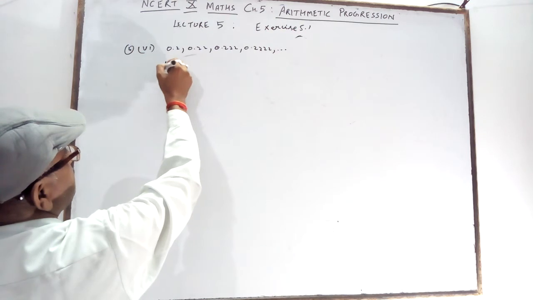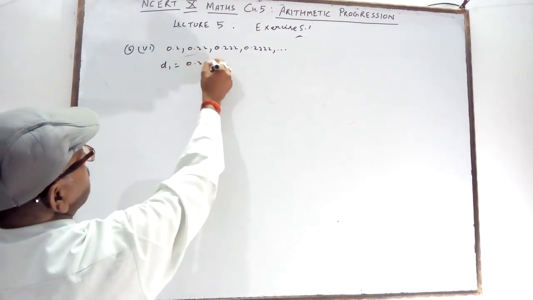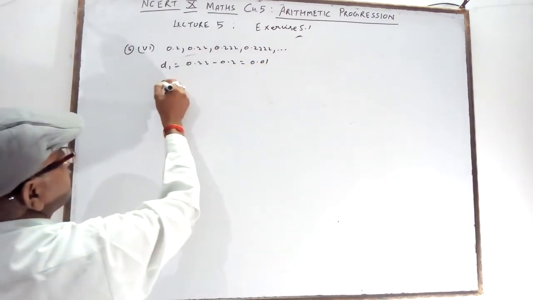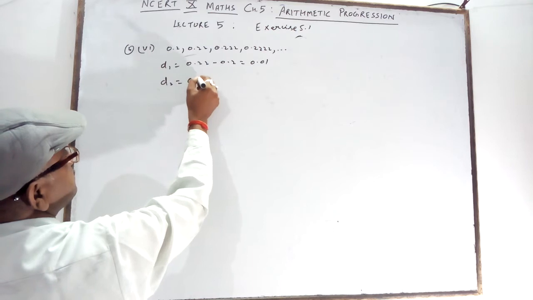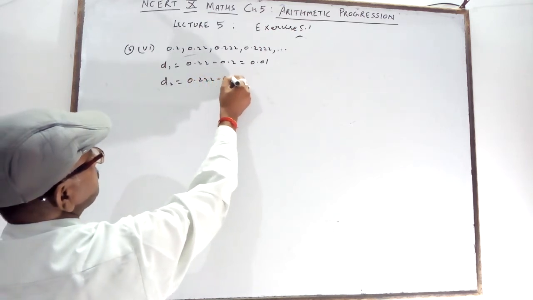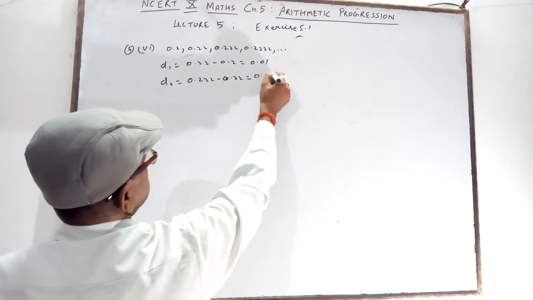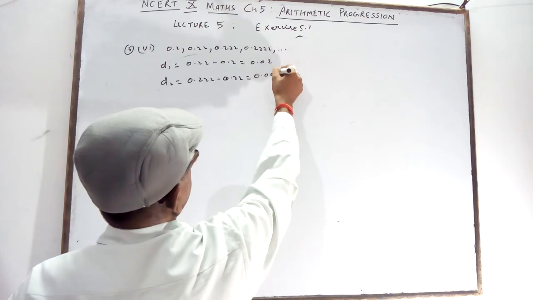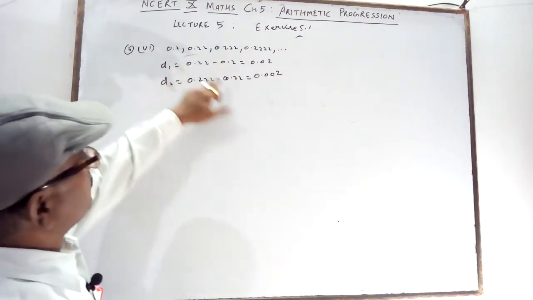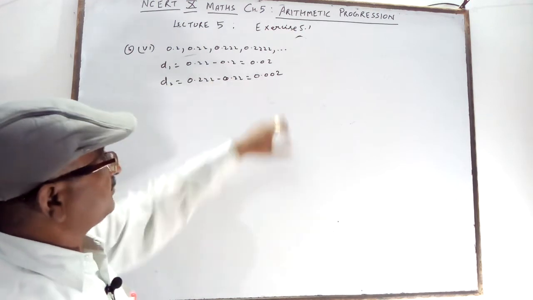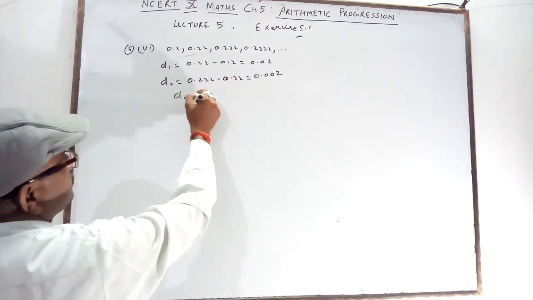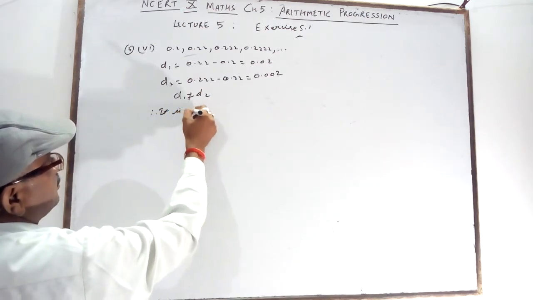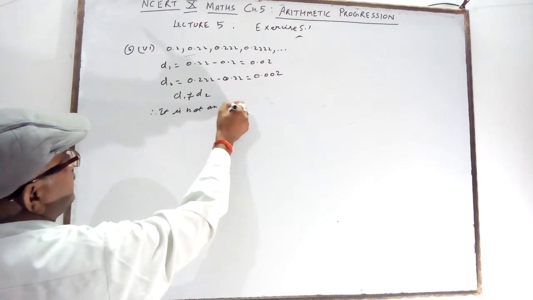So first you write D1. D1 is A2 minus A1, 0.22 minus 0.2 gives you 0.02. D2 is equal to A3 minus A2, 0.222 minus 0.22 is equal to 0.002. So D1 is not equal to D2, so it is not an AP.